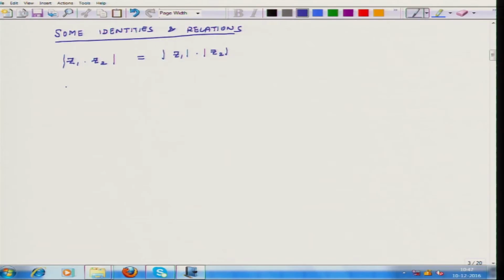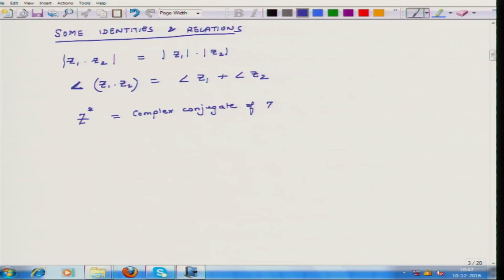Similarly, if I have two complex numbers Z1 and Z2, then the phase, so phase is designated as this symbol, of Z1 times Z2 is nothing but phase of Z1 plus phase of Z2. We will also define a term Z star and this is called complex conjugate of Z and this is nothing but x minus j y. So, if Z is x plus j y, then complex conjugate is x minus j y.